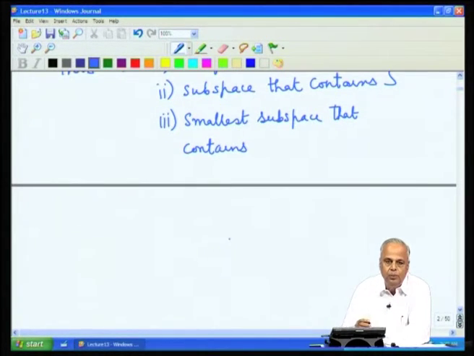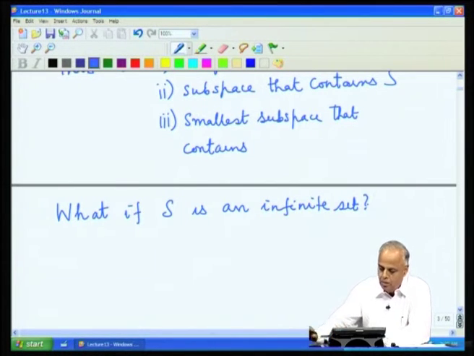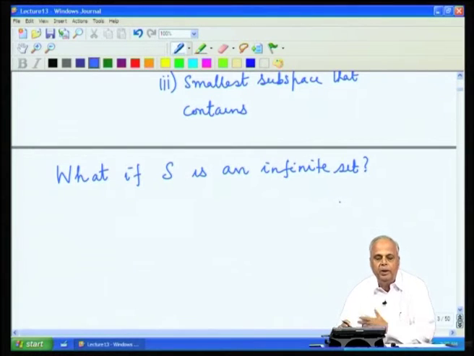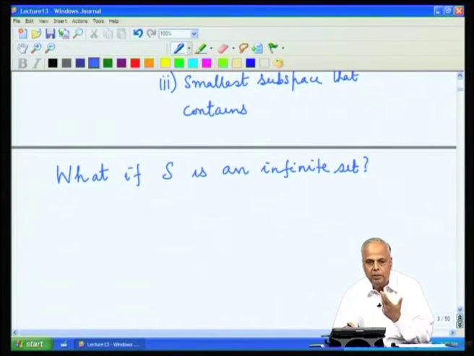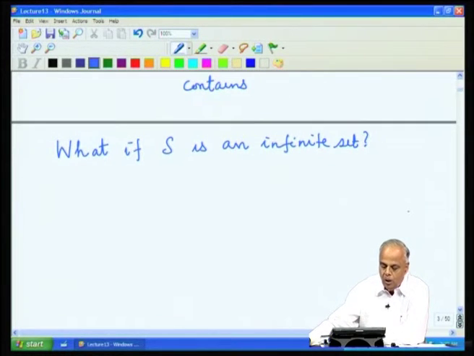Now, what do we do if S is an infinite set? Then we do not know how to take infinite linear combinations, because that might even in the first place lead to convergence notions which do not exist in a vector space. So, we have to avoid taking infinite linear combinations at this moment, and therefore, we will resort to only finite linear combinations. So, how do we do this?